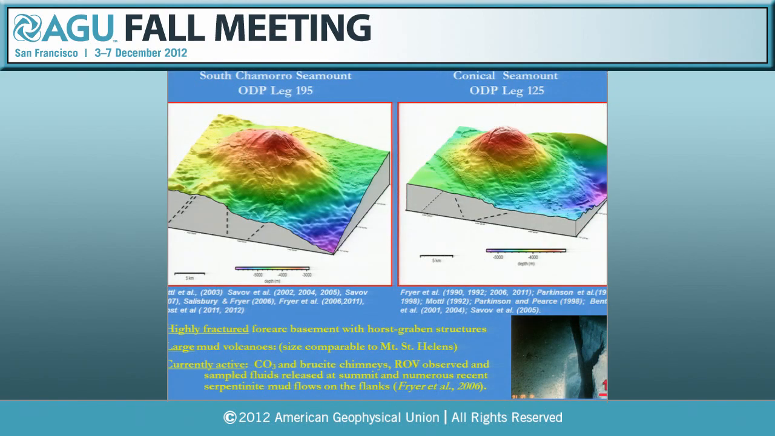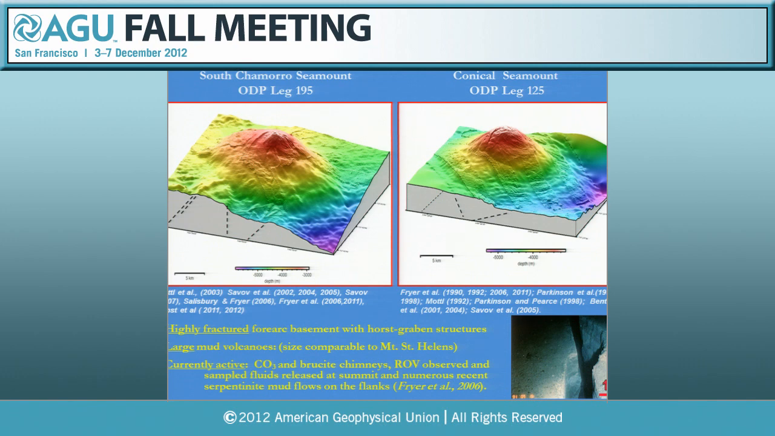This is just to give you a perspective of the volumes that are erupted at these mud volcanoes. We currently believe that these are due to highly fractured forearc basement, which allows the propagation of hydrated mantle wedge, which rises buoyantly all the way from the subducting slab to the surface. And they are quite large. This scale here is 5 kilometers, so they are, if you think of modern, well-known volcanoes, the size of Mount St. Helens. And they're also currently active.